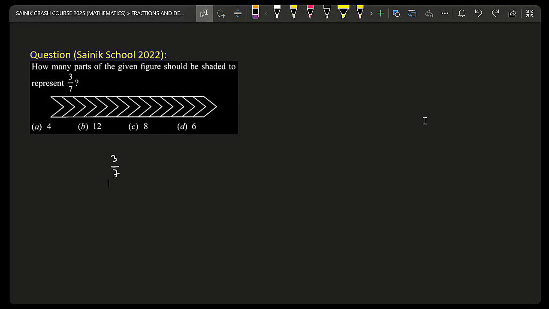The answer is 8. They did not say that we shaded 3 by 7 and ask how many remaining we have to shade to complete. They said all are empty, and how many should be shaded to represent 3 by 7, they are asking. So even though you're getting the fraction 6 by 14, the answer must be 6, right? But I did not get my answer from any student.